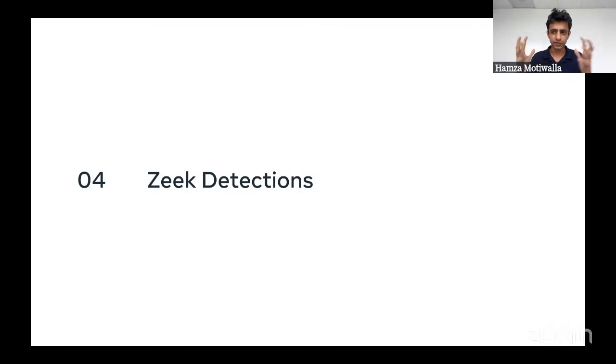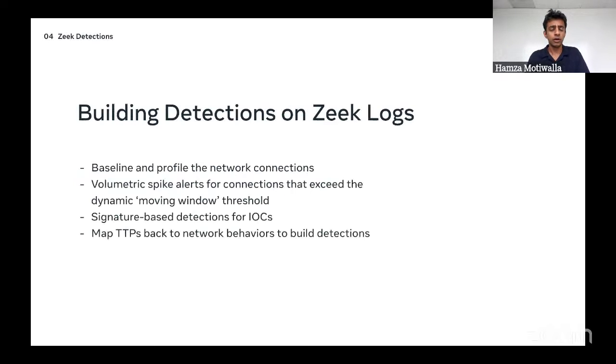But using this entire massive network data set, this massive network collection, I would say, we're ready to build Zeek detections. So yeah, building detections on Zeek logs. Now, this is a novel approach, I would say. We started doing this back in 2020, I want to say. Zeek logs themselves are perfect for security incident network forensics investigations, but we want to do something different.